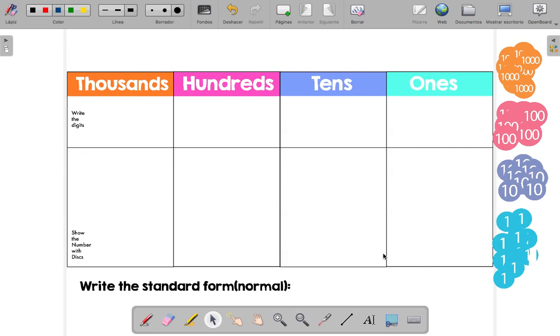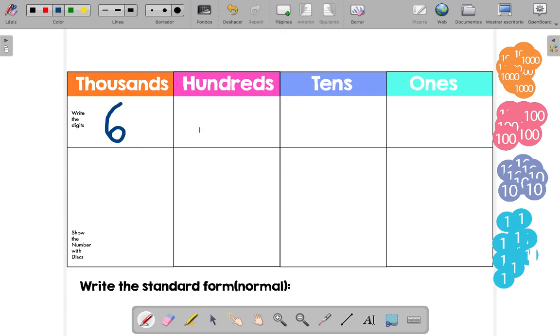Okay, now I'm going to tell you a special number. Pay attention to this number. I'm going to say 6,079. So let's write it. Did I say a number in the thousands? Yes, very good. I said 6,000. Then I said 79.